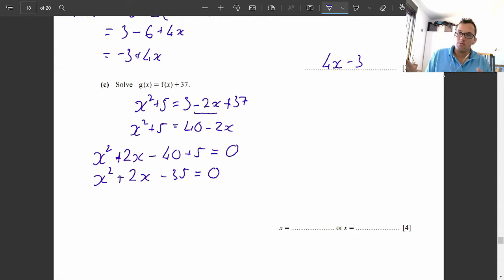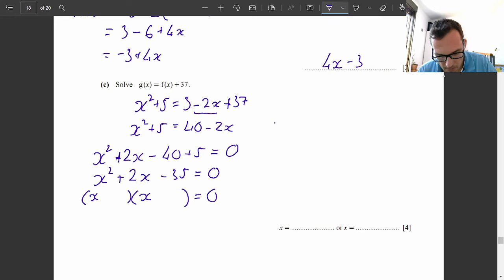Right, so now clearly we've got a quadratic equation. Next step, solving it, is factorizing. We can make two brackets. You can use the quadratic formula. You can complete the square if you want. But first, let's see if factorizing is possible. We want to think of two numbers we multiply together to give me minus 35.